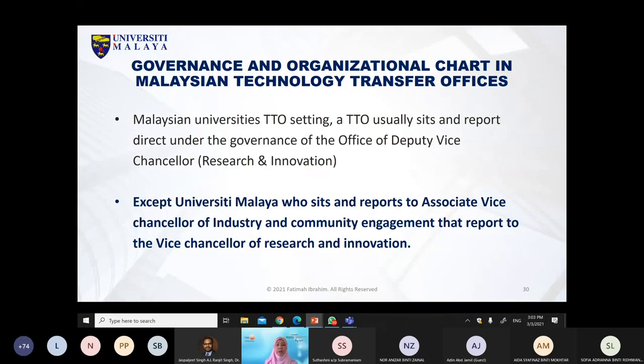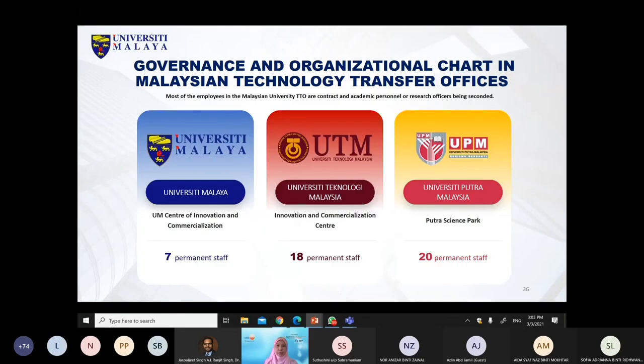If you can recall, Dr. Viraj said in the previous webinar that to have a successful technology transfer and commercialization office, we need to have fewer layers. You can see that the other universities have only one layer, directly DVC to VC, but in University Malaya, we have 2 layers.